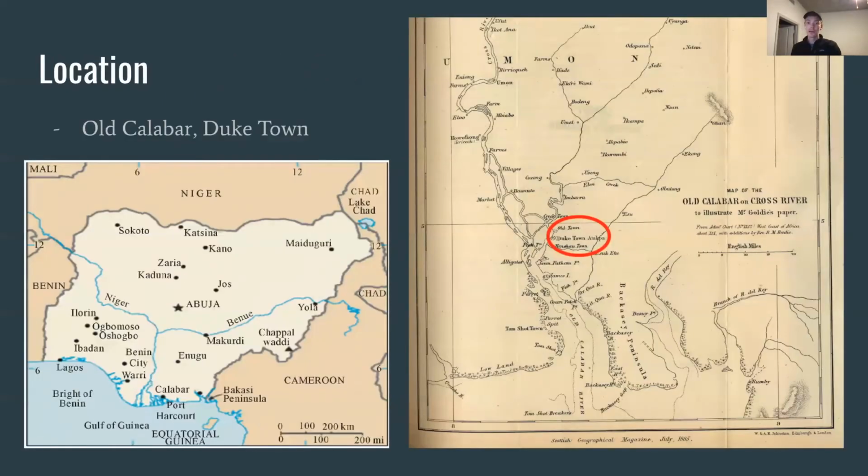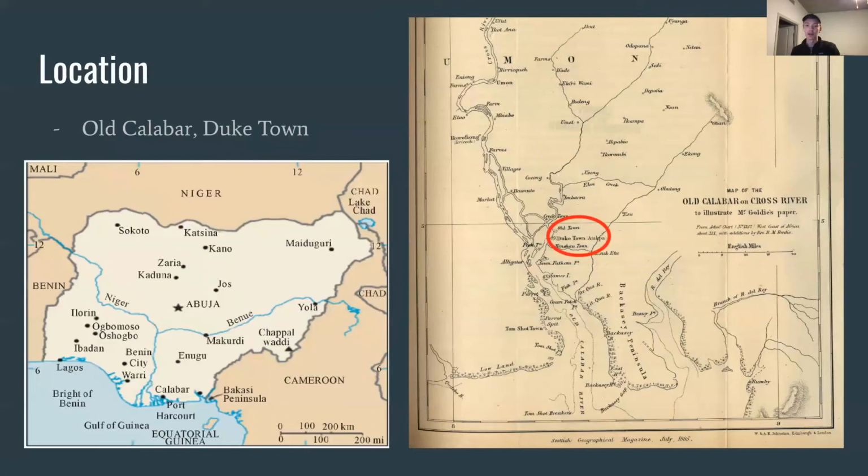Here are 2 maps of the preliminary location of interest. The left shows a more modern map of Nigeria, where you can see Calabar in the bottom left corner by the port of Guinea. And on the right is a map from the 1800s that shows Old Calabar. Old Calabar was the pre-colonial name.